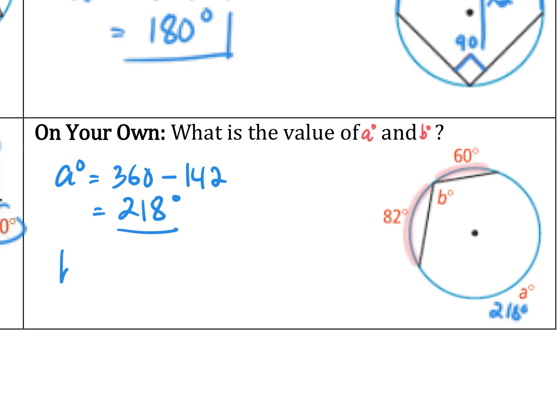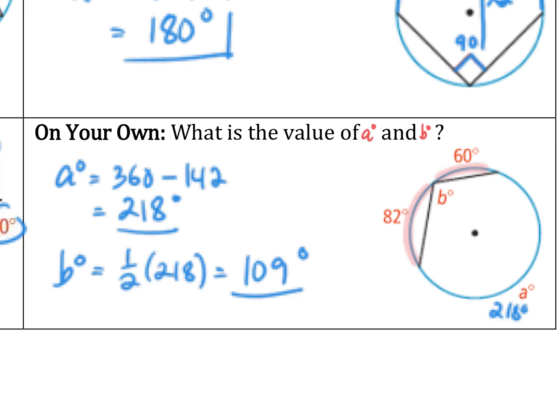Now, if we're going to find B, that's going to be 1/2 of 218 because B is an inscribed angle. So 218 divided by 2 is just going to give you 109 degrees. Okay, that's as easy as that.